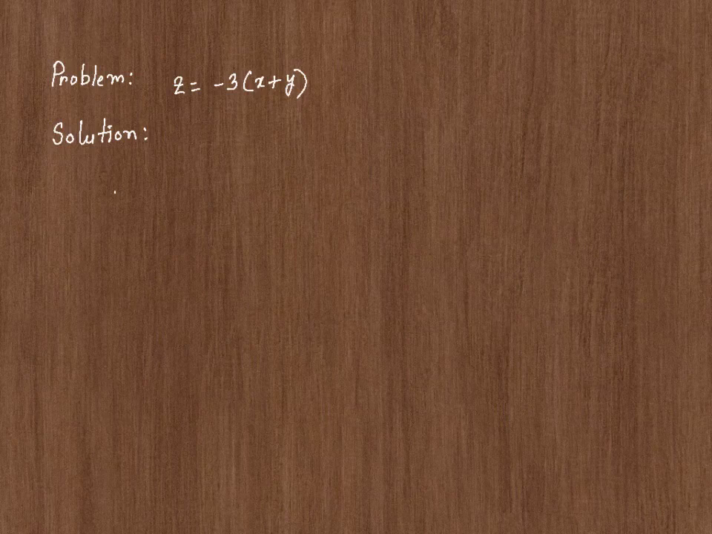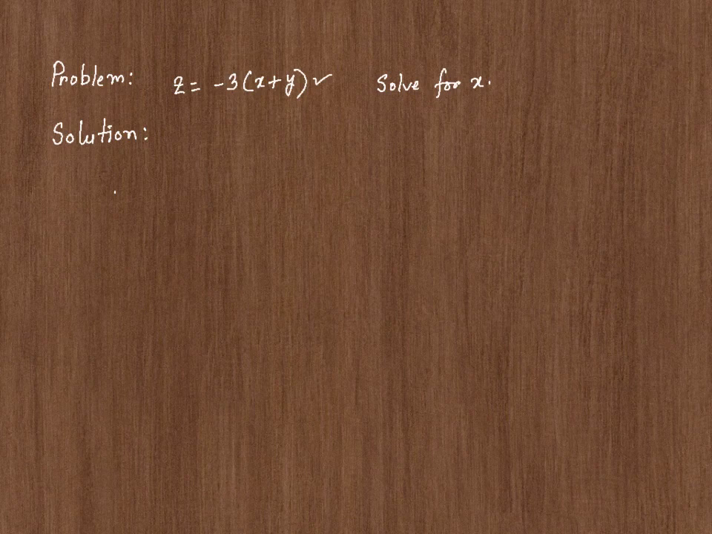In this video, we are given the equation z is equal to negative 3 times (x plus y). That's the equation. Our objective here is to solve for x.